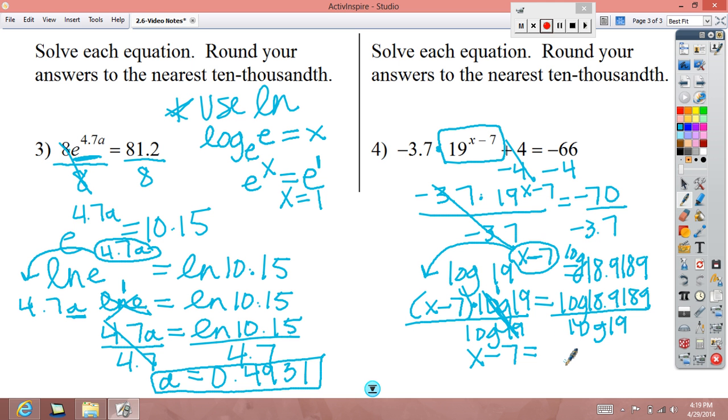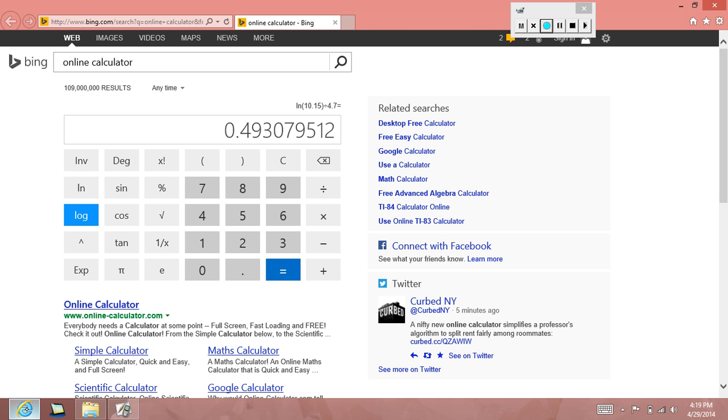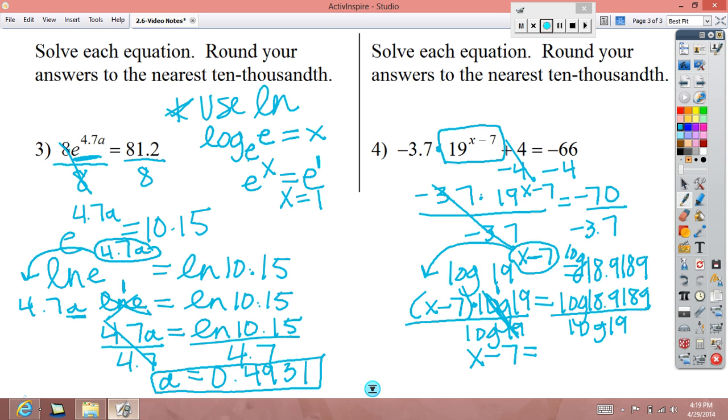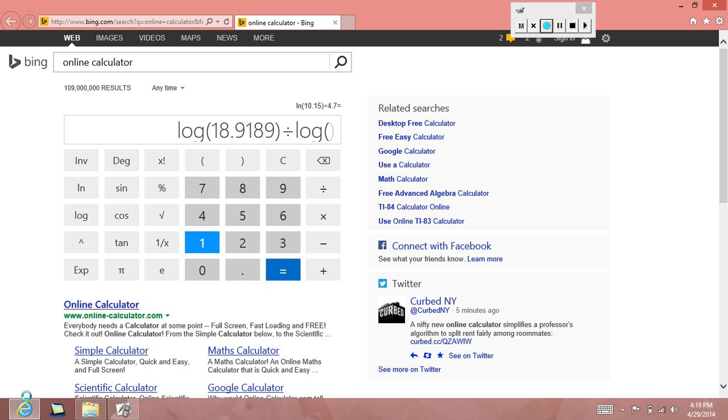so we're going to have to do this on our calculator. So let's see if I can remember this one. Log of 18.9189, divided by log of 19. Alright, so this comes out to me 0.9985.